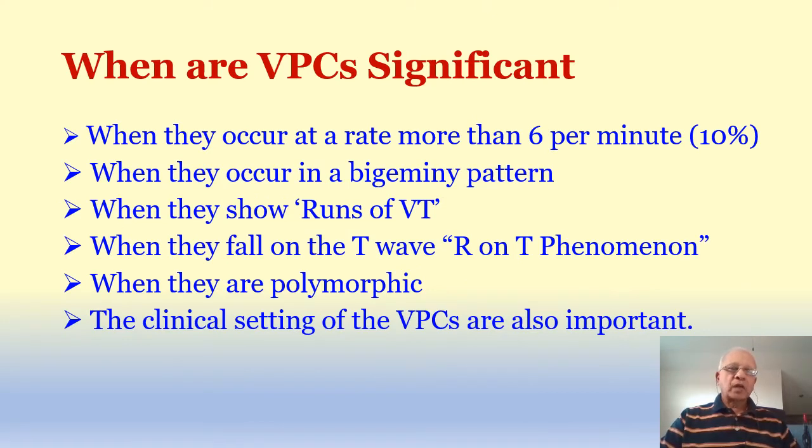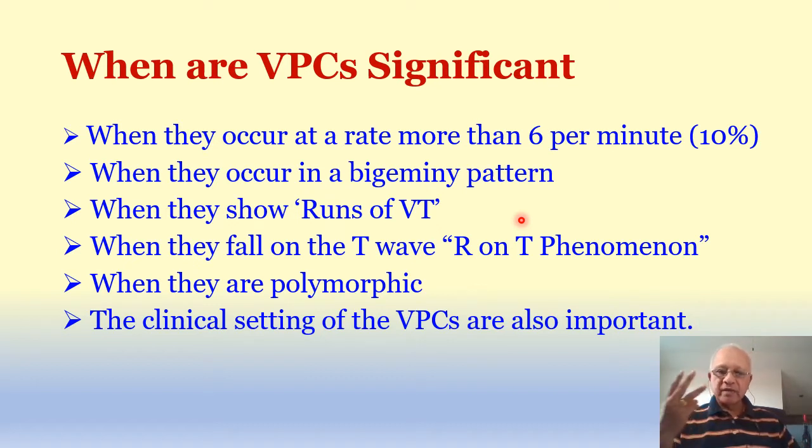Yeah. Here you can see, when do ventricular premature beats become significant? Now, one, if they are occurring at a rate more than 6 per minute, or that more than 10% of the total heartbeats, that is in 24 hours, is ventricular ectopics. When they occur in bigeminal pattern, of course, definitely the rate numbers will be high. When they are in runs, what is the run of VT?